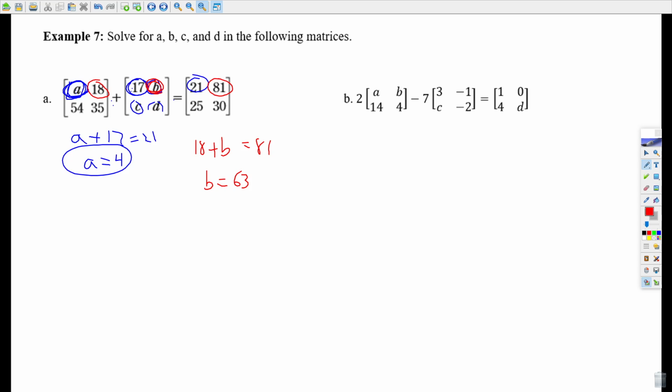Same thing, go through and do C, change colors again. C matches up with 25 and 54. So now we're saying 54 plus C equals 25. Oh, looks like this is going to be a negative number, right? If you solve this out. So what would that be? Looks like it will be a negative 29.